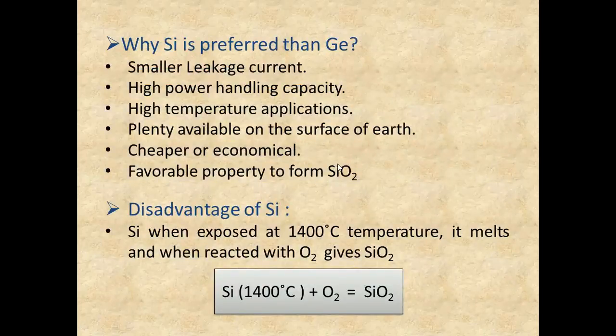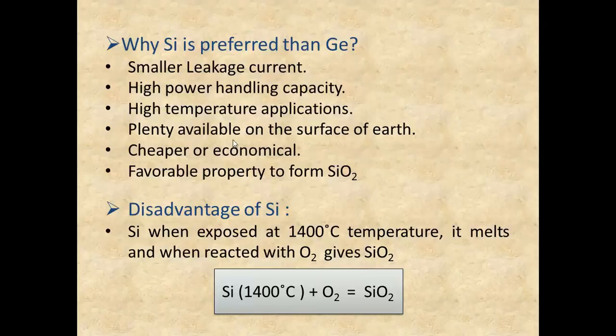Now, why is silicon generally preferred over germanium? There are certain reasons for this. Silicon always has a smaller leakage current, which is preferable, so we prefer silicon over germanium. It has high power handling capacity and it suits high temperature applications. If you have gone through my previous lessons, I have discussed the reason for every point, so go through my previous lectures to be very clear on the statements.